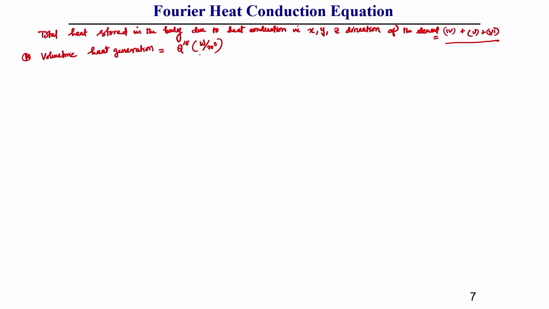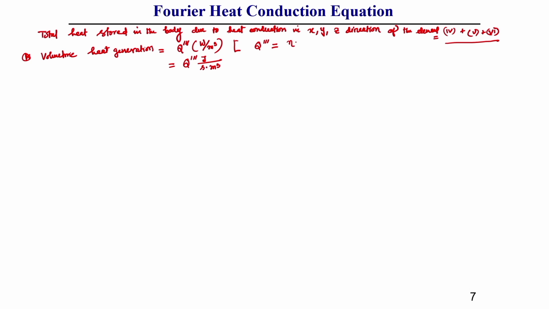This is generally called volumetric heat generation, or the rate of volumetric heat generation. The unit will be watt per meter cube, or you can write joule per second meter cube. So, let us consider in this element, if the heat is coming from the arc, Q triple dot is written.